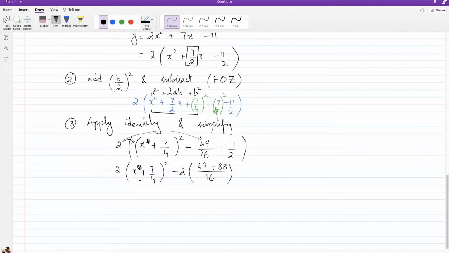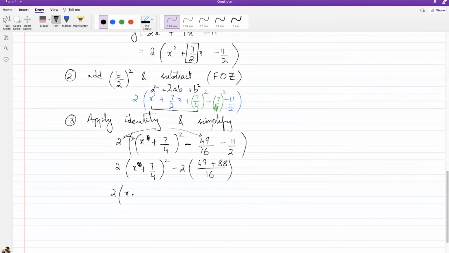So finally we get 2 times x plus 7 by 4 whole squared minus, what is 88 plus 49? 137. 137 over 8. Basically, I just add it all up, and these values come. We have done completing the square.